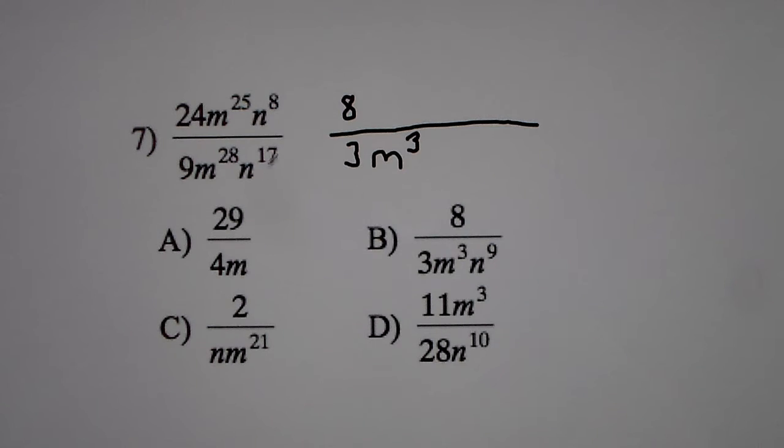Now looking at the n's, n to the 8th and n to the 17th. Well, 17 is bigger than 8, so I put an n on the bottom. How much bigger? Well, 17 minus 8 gets us 9. So we have 8 over 3, m to the 3rd, n to the 9th. So number 7, the answer is B.